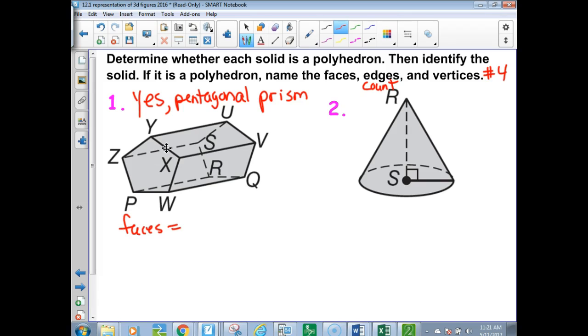Okay, it's got a front and a back, that's 2, and then it's got 1, 2, 3, 4, 5 rectangles. Follow me? 5 rectangles and 2 bases of pentagons would be 7 faces.